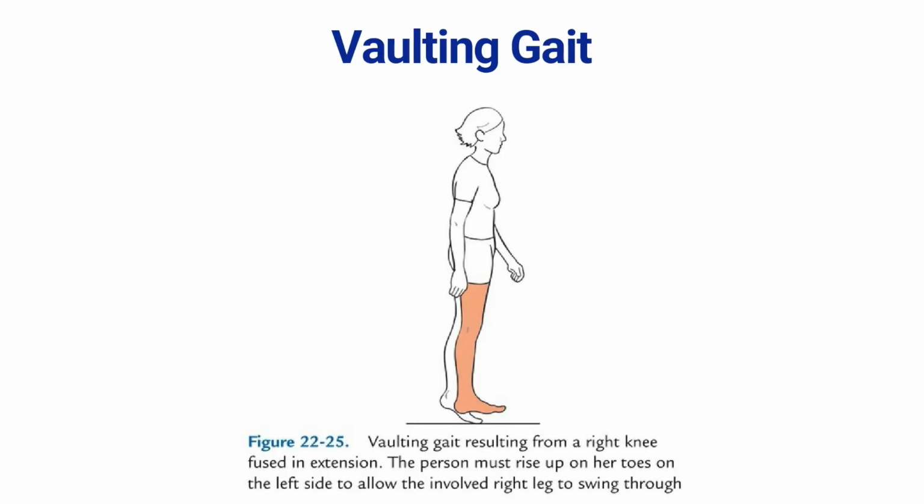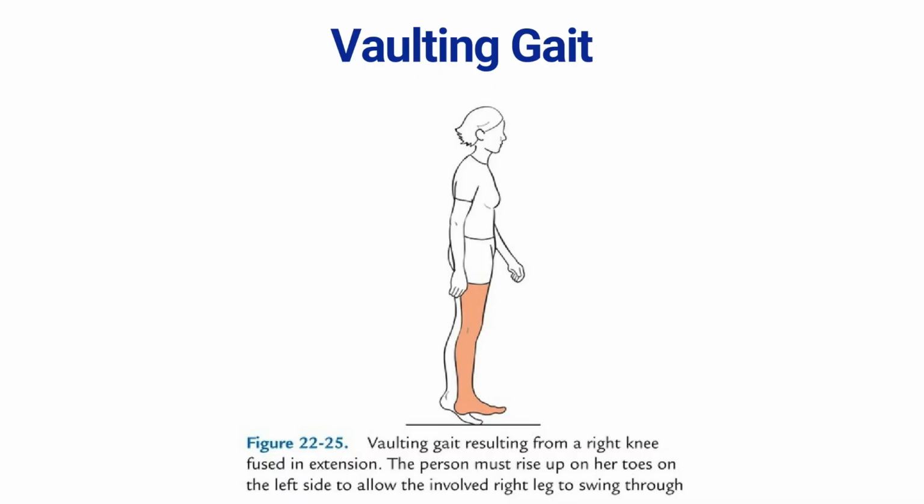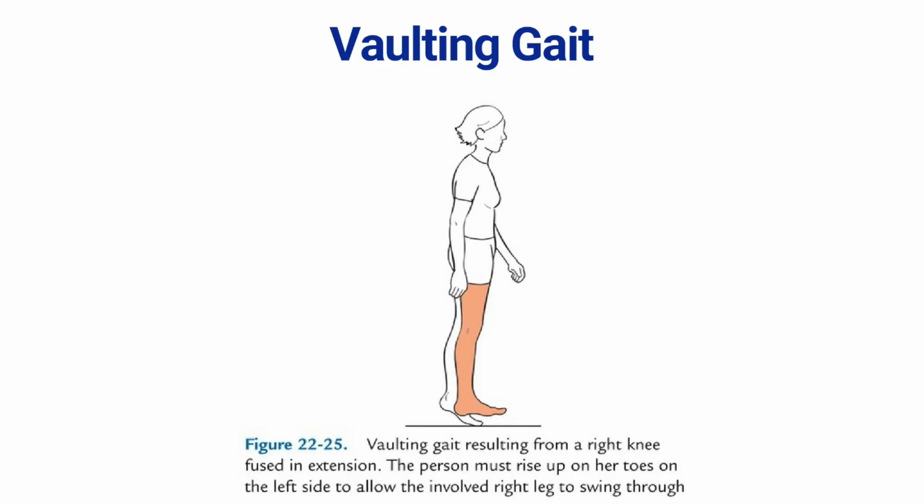Ataxic gait may be seen in conditions such as cerebral palsy, traumatic brain injury, stroke that involves the cerebellum, and multiple sclerosis. And from the observational perspective, individuals with this type of gait often walk with a wide base of support, excessive trunk sway, and variable foot placement.